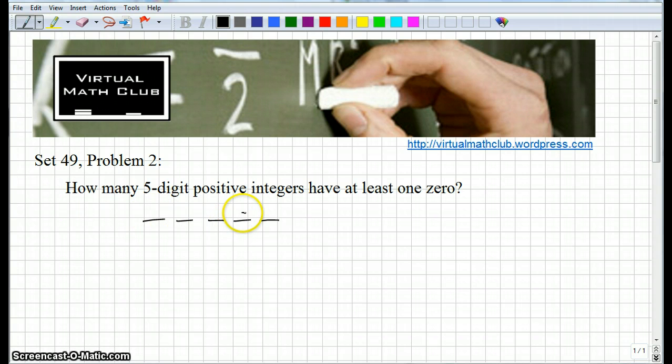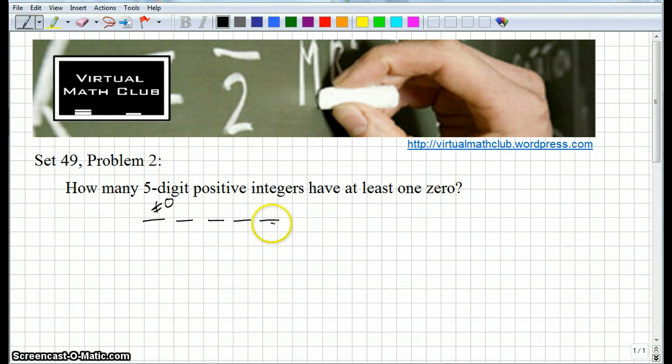Otherwise, it would be a 4-digit number, unless the fourth digit is 0, and then it would be a 3-digit number. So this cannot equal 0, all right? And it really doesn't matter what all the other ones are, but in order to be a 5-digit number, the first digit cannot be 0, okay? So we're asked to find how many 5-digit positive integers have at least one 0.